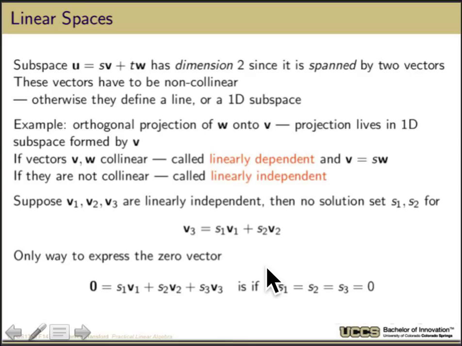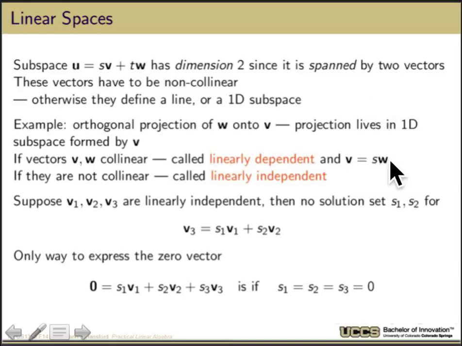So we have a lot of the same ideas in terms of vectors that are collinear or linearly dependent. If they're not collinear, they're linearly independent. We decide collinearity in 3D now by asking, what's the dimension of the space? So if the subspace spanned by v and w has dimension 2, it's spanned by 2 vectors. These vectors have to be non-collinear, otherwise if v and w were collinear, then this would be a 1D subspace. Okay, so in 3D we can have a 3D subspace, a 2D subspace, a 1D subspace, and 0D for the zero vector.